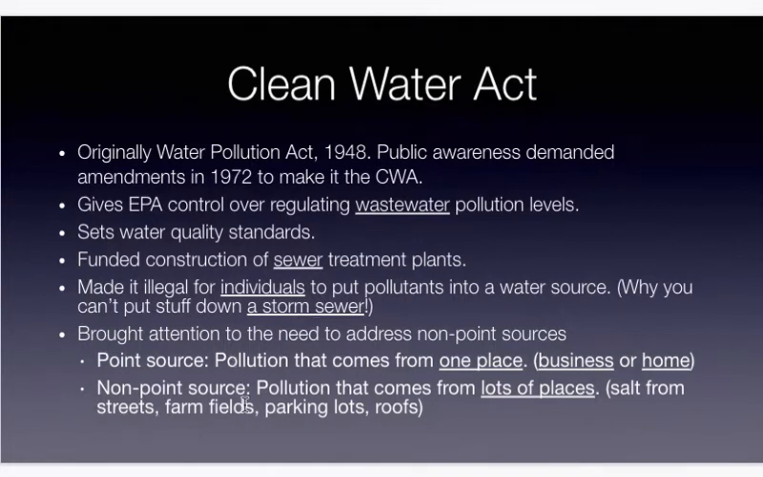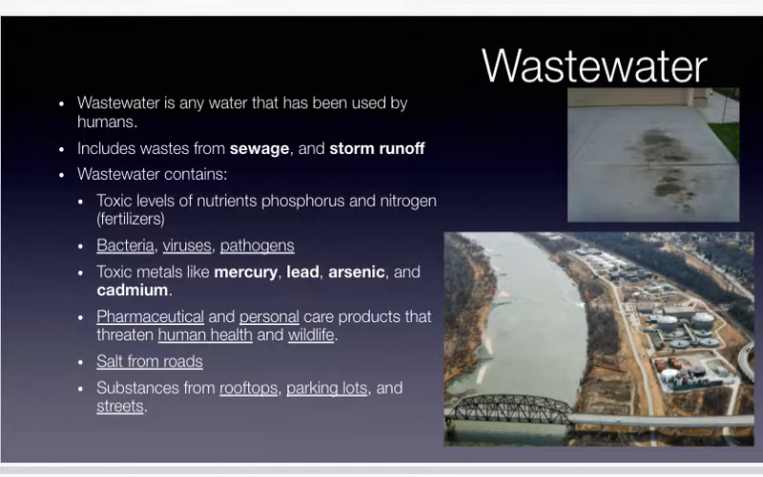The other thing the Clean Water Act did was say, hey, we can't solve everything. We can solve point source pollution, so it comes from one spot, a business, a home, something like that. But it can't stop what we call non-point source. So pollution that comes from lots of places, like salt from our streets, too many fertilizers from a farm field, something that runs off a parking lot, or maybe even bits and pieces of junk that come off of your roof. Those are things that the Clean Water Act does not protect, and individuals and communities have to do that on their own.